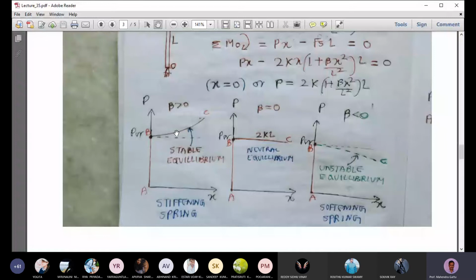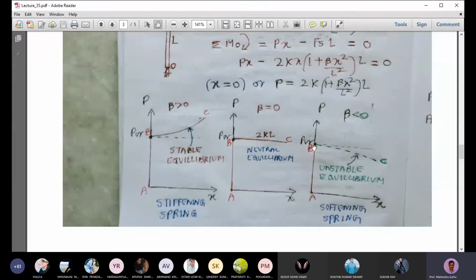Now, keeping the load constant at P1, we displace the column again to the right by a little amount. Because the stiffness of the spring is increasing, the restoring force will bring that column back to the original position even at P1. So at this point, if you try to displace it by a small amount to the right, the column will come back to its original position because the spring stiffness is increasing with the elongation. So all these points B to C are in stable equilibrium.